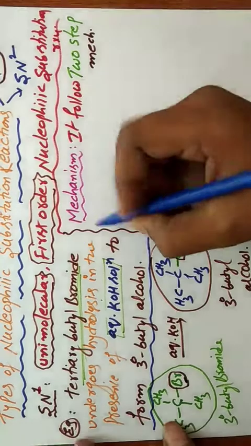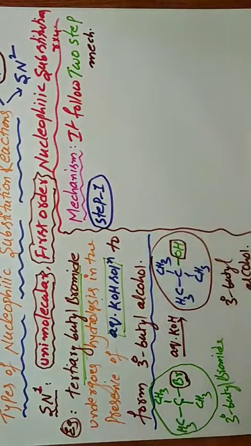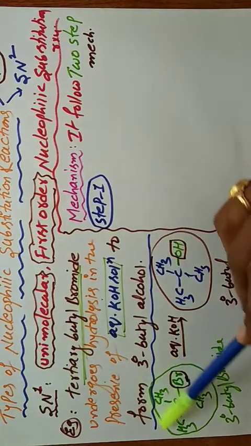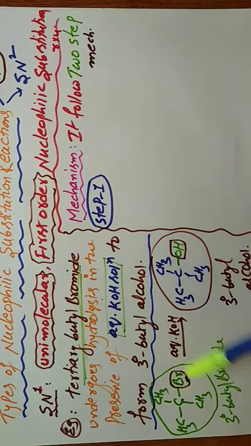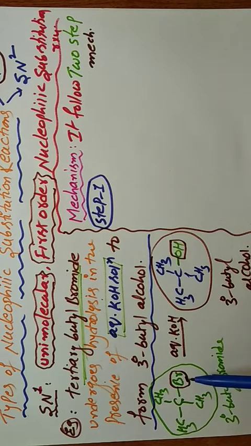So in step 1, first we are taking one test tube. In that test tube, some amount of tertiary butyl bromide is taken, and some amount of aqueous KOH solution is added. Then in the first step, this tertiary butyl bromide undergoes an ionization process. We can get a carbocation. This is the slow step of the mechanism.